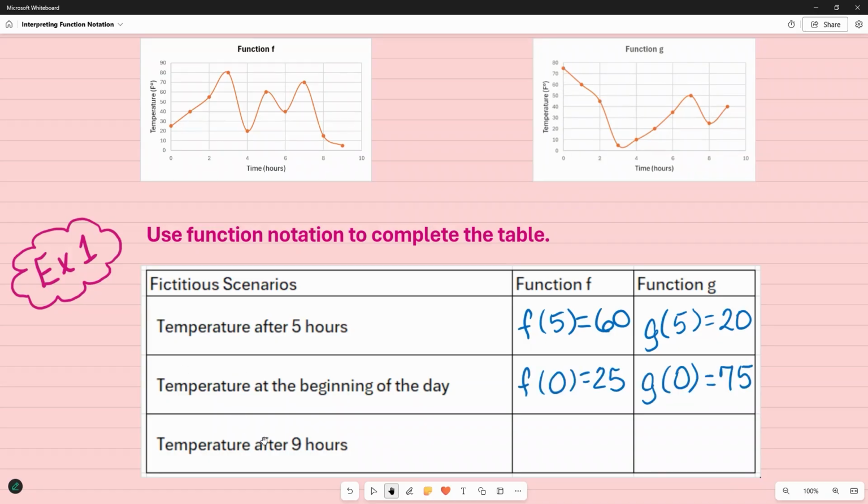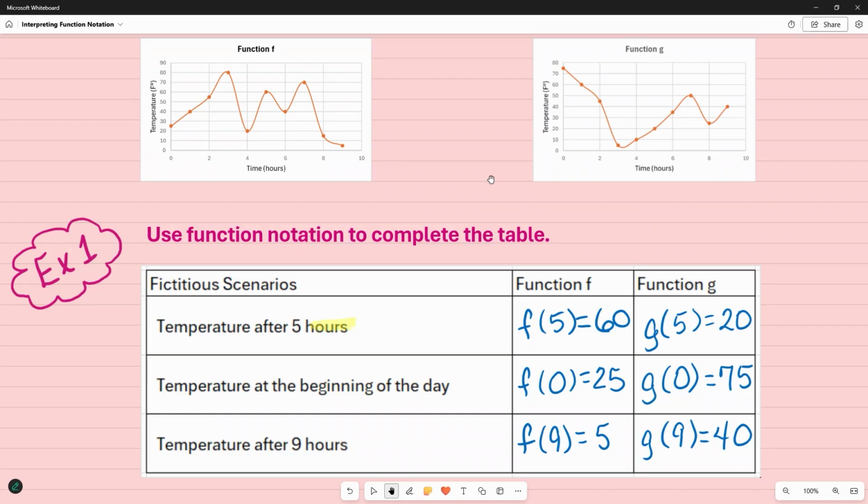Temperature after 9 hours, going and doing the same thing. Go to 9, and that's going to be about 5. And then if I go to my G graph, at 9 on the x-axis, it's going to be 40 on the y-axis. What I want you to pay attention to is always have the exact same input. So 5, 0, and 9. The only thing that changed was the output because it depended on the graph that you were looking at and also the function name.